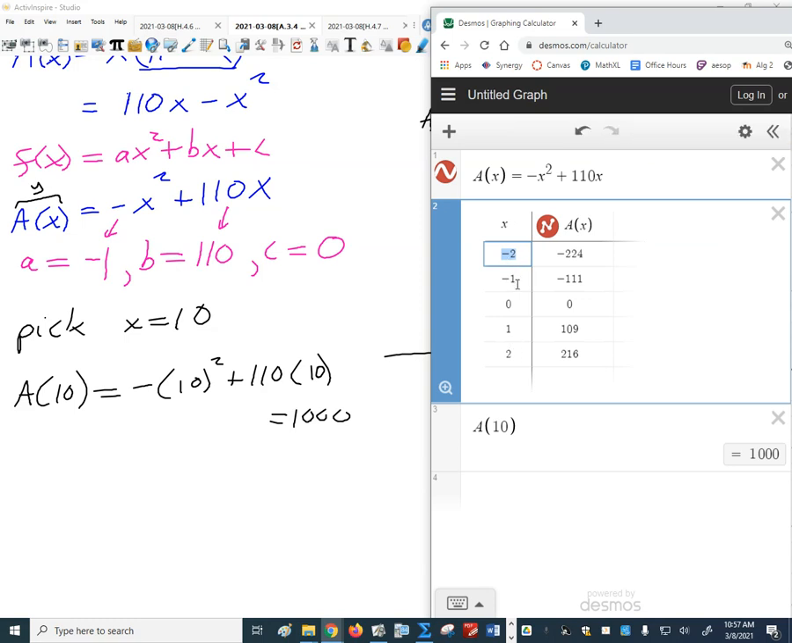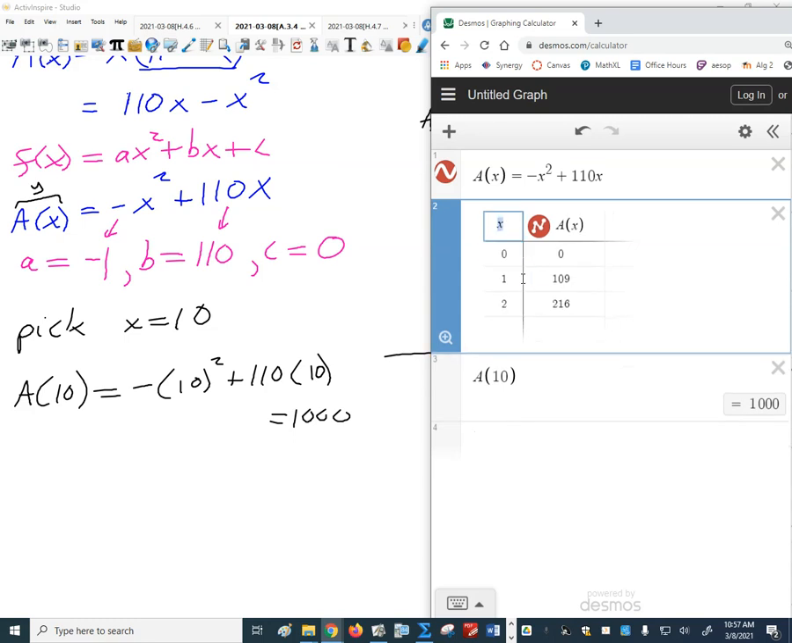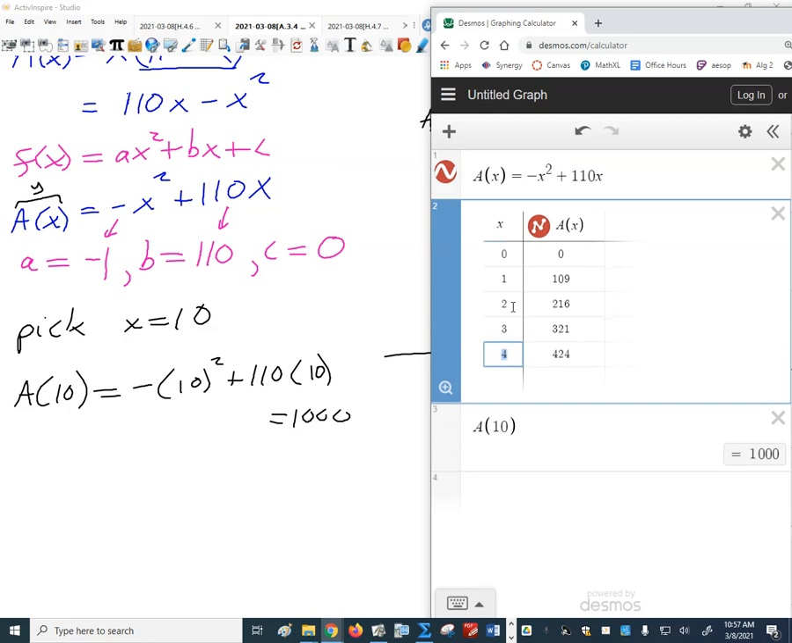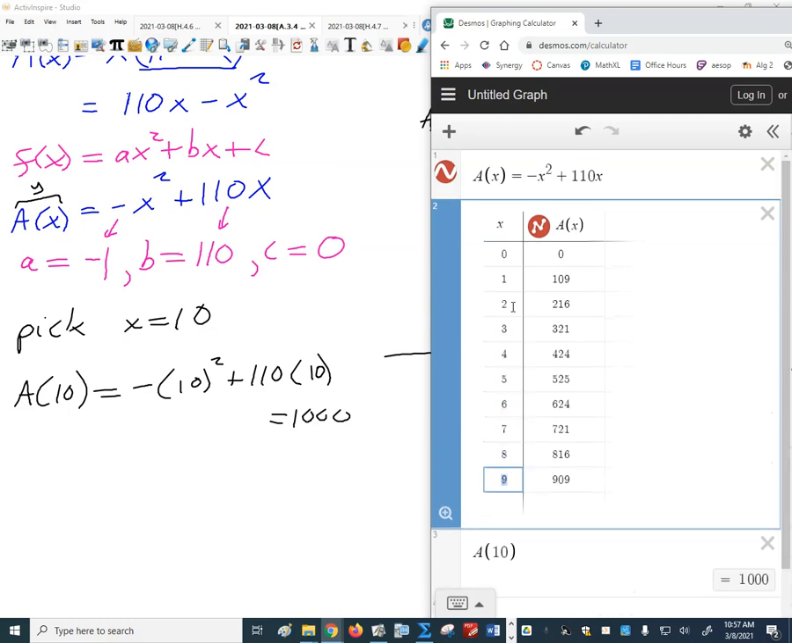Now I don't want negative values. Negative values don't make sense for this model because I can't have a negative width. But I can do positive values. 0 doesn't even make sense, does it? If the width is 0, the area is 0. That doesn't make any sense. But look, as I pick values of x and plug them into my function, I'm just getting outputs that are areas. Everybody see this? Does that make sense?